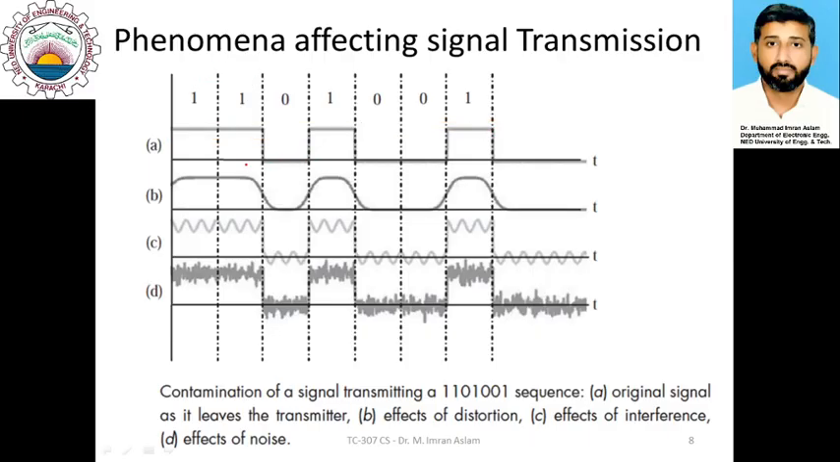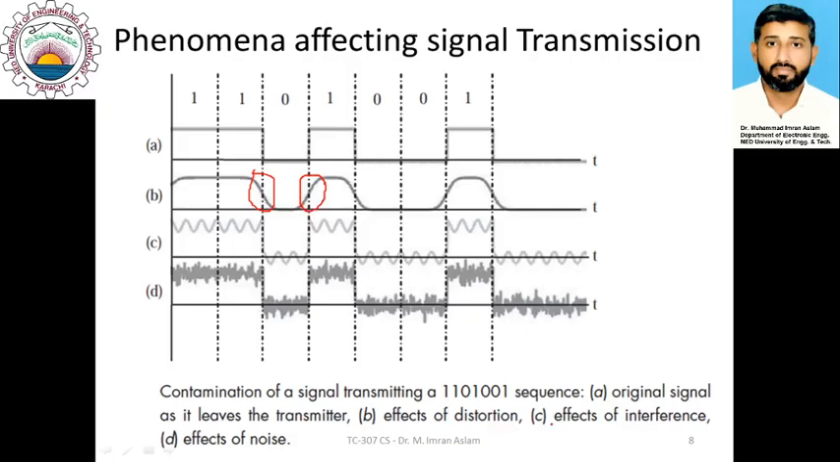When distortion occurs, these waveforms deviate from the ideal shape. The circuits that we are using are non-ideal in practical implementation. So the non-idealities in those circuits cause some changes in the waveform shape, and you can see that, especially at the transitions, there is some shape change in the waveform.